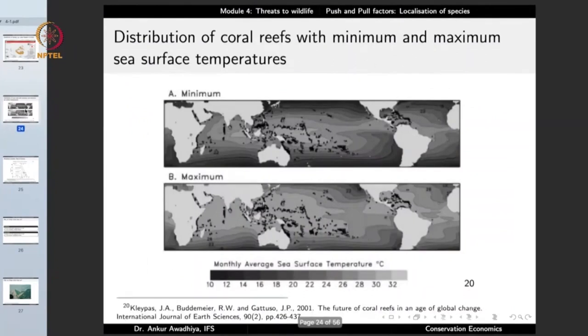Similarly, if we plot, say, the location of coral reefs, coral reefs are found only in these areas. Typically the areas where coral reefs are found are those oceans where the ocean temperature is neither very hot nor very cold, and you also have clear water. It is not found in muddy waters. Now, the question is, why is it found there?